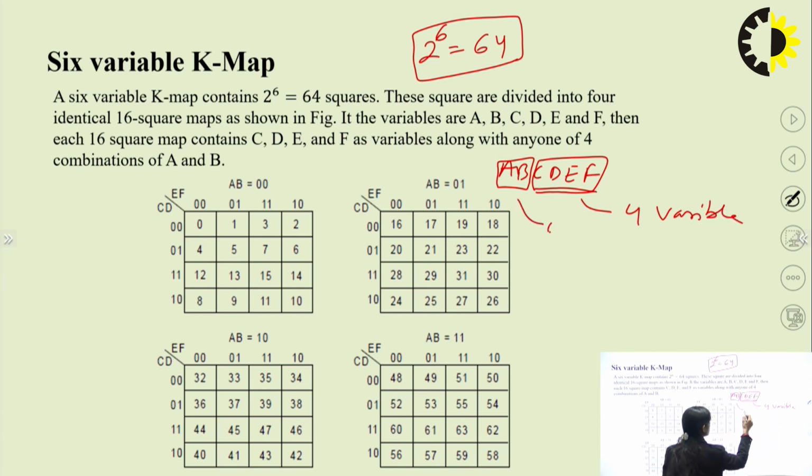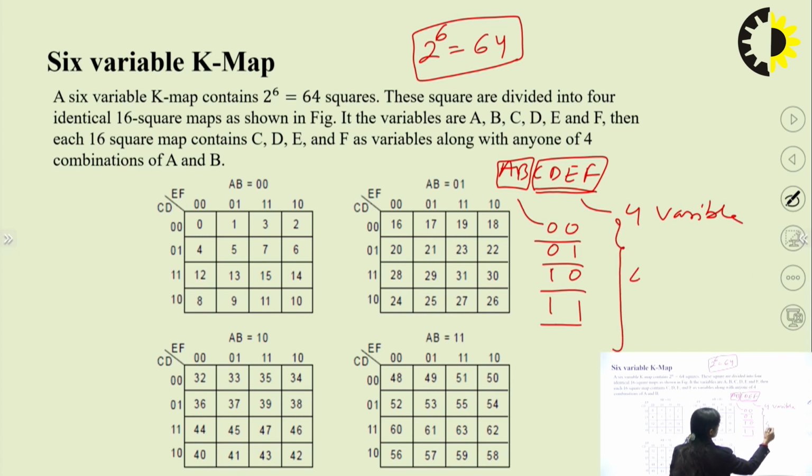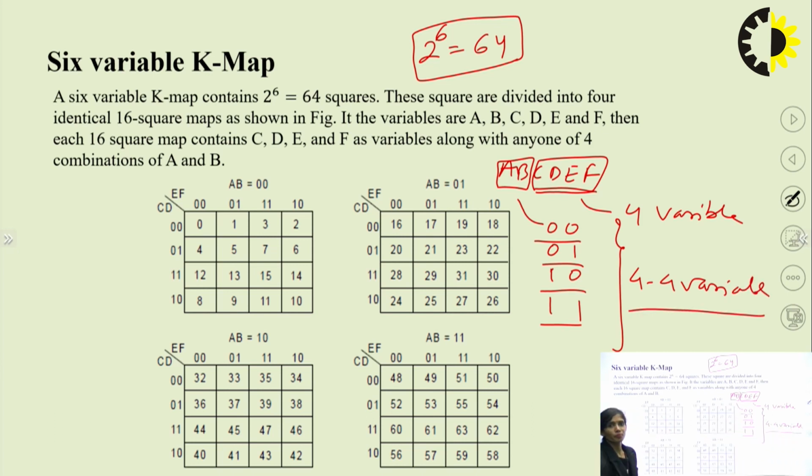A, B will form here how many groups? 00, 01, 10 and 11. That means we have to form 4 variable K-maps, 4 variable K-maps for the 6 variable. So we have here 4 variable K-maps.